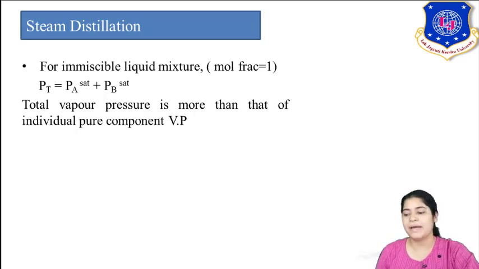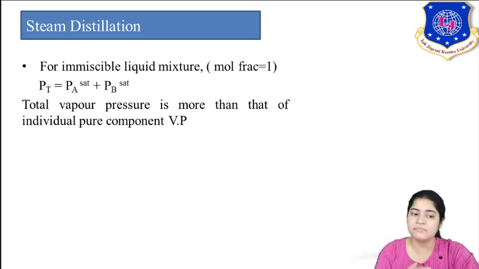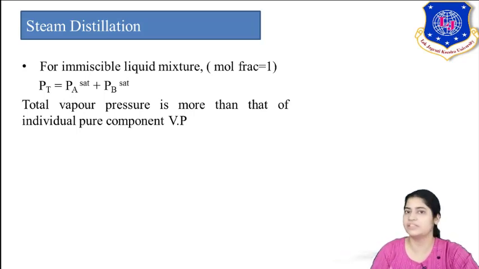If I am comparing it with miscible liquids, if a miscible solution is forming, then A and B will have a certain mole fraction. They are combining together, forming a single phase. In an immiscible mixture, two phases are there. They are not mixing together, they are existing as separate phases, like oil and water. Oil would be on top, water would be beneath. The mole fraction of oil would be 1 only, because it is not mixing with water. So the total vapor pressure of that kind of system would be more than that of an individual component vapor pressure.